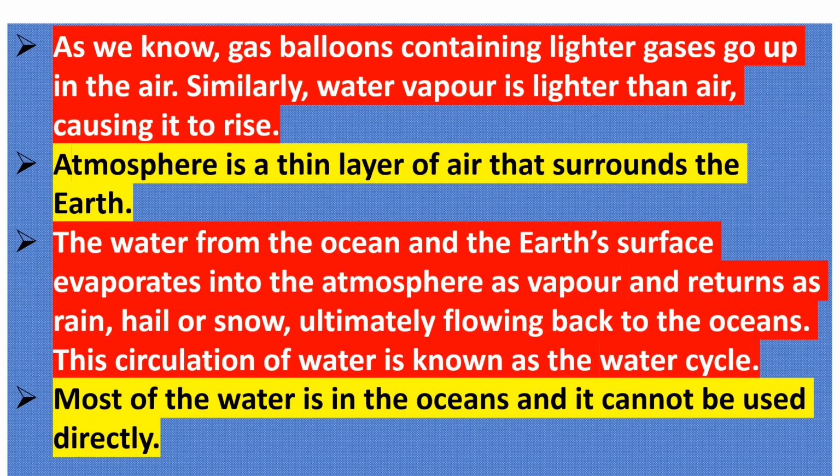Atmosphere, what is the atmosphere? It is a thin layer of air that surrounds the earth. So the earth is surrounded by a layer of air which is very thin, and it is called the atmosphere.